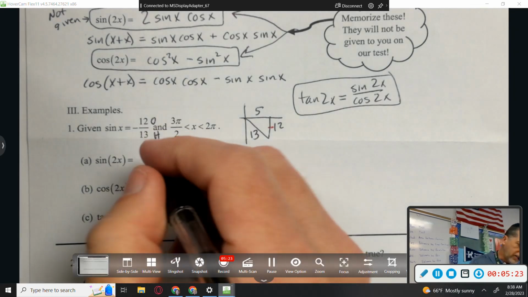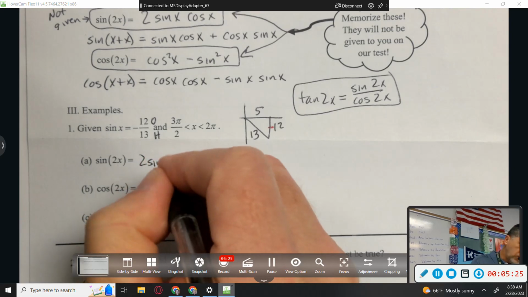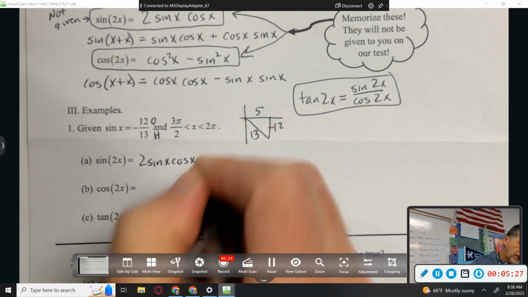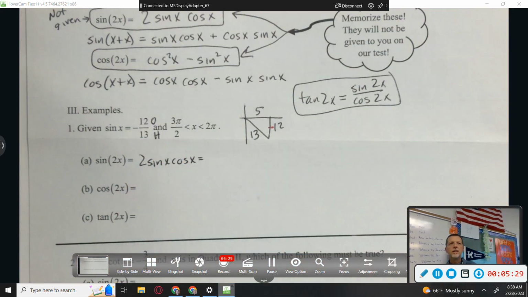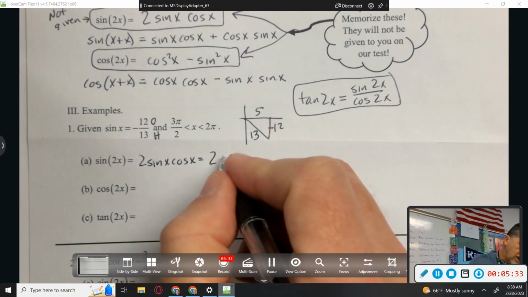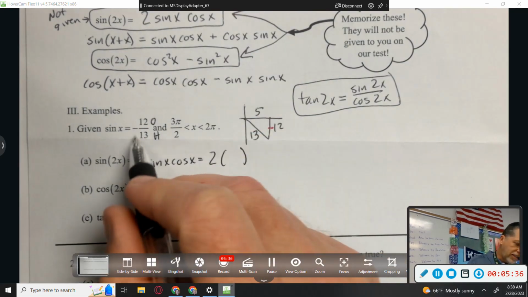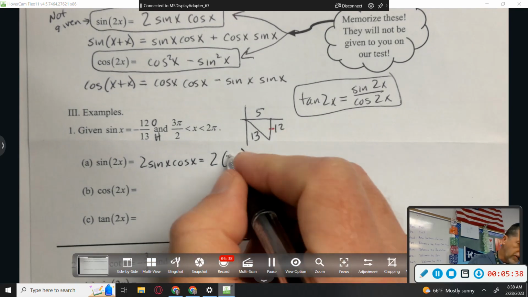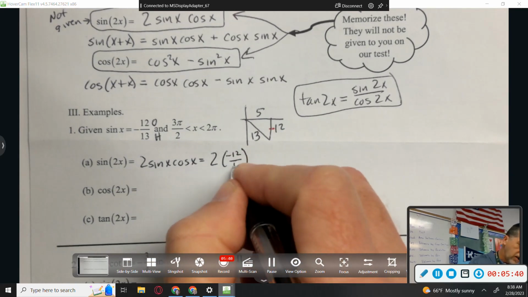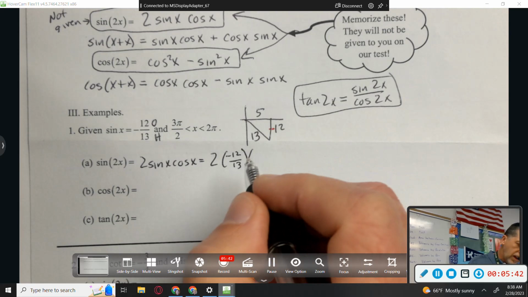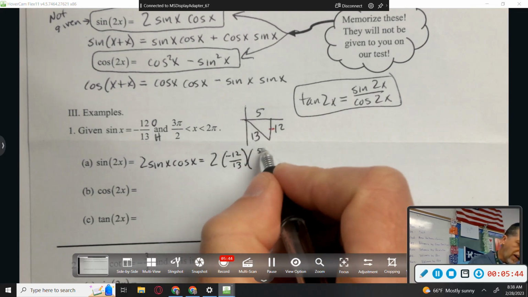Sine of 2x is 2 sine x cosine x. So let's just look at the picture and plug in the pieces. Sine of x is negative 12/13. And cosine of x is 5/13.